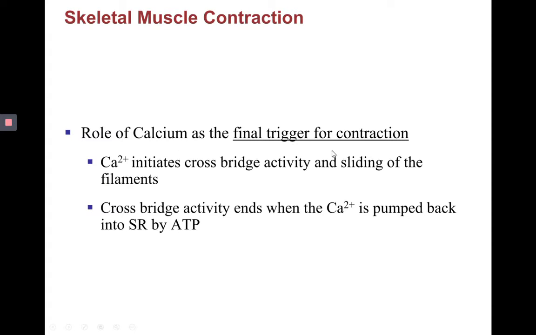And the role of calcium as the final trigger for contraction is very important for this relaxed to contracted state of the sarcomere, because it is calcium that initiates the cross-bridge activity by moving the troponin and tropomyosin cascade out of the way, allowing myosin to bind to actin. So it's calcium that binds to troponin that initiates the cross-bridge activity, or the sliding filament model of contraction. Because cross-bridge activity relies on calcium, it actually ends when calcium is actively pumped back into the sarcoplasmic reticulum. Actively pumped back means that ATP is required for this process.